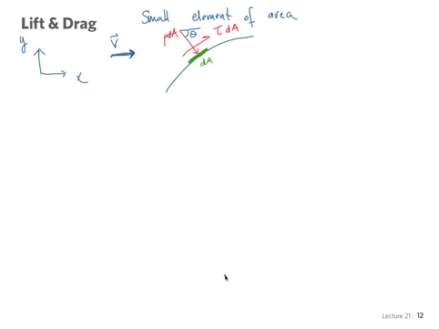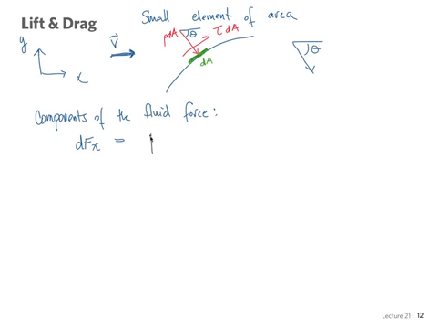So now we could write the components of the fluid force in both the x and y direction. In the x direction, what goes in the x direction? Let's see, with respect to the angle theta, P goes in this direction. So in the x direction, it's going to be P times the cosine. So P dA is the force times the cosine of theta. That's the contribution of the pressure.